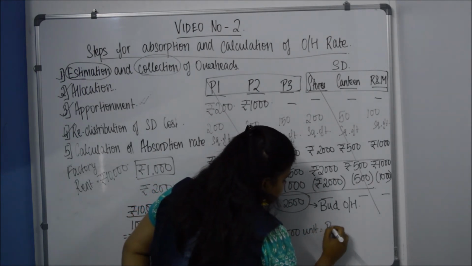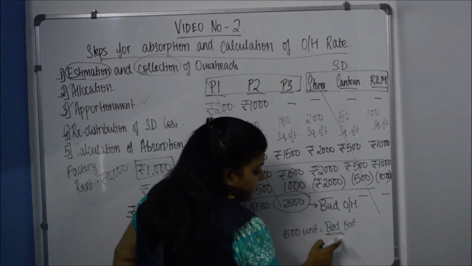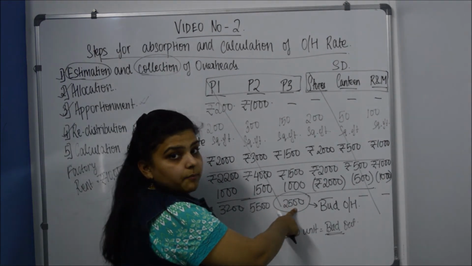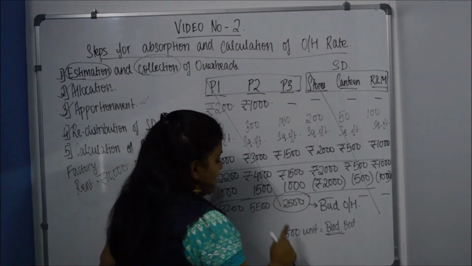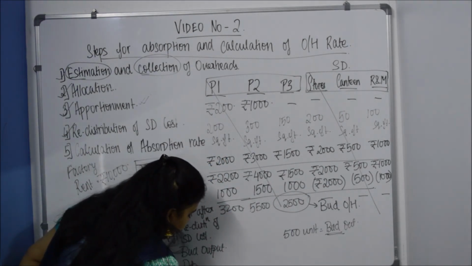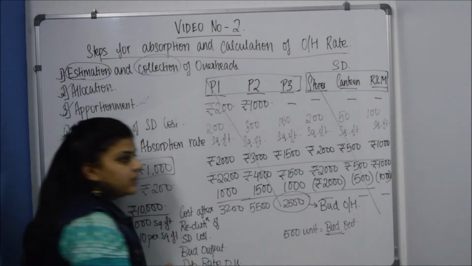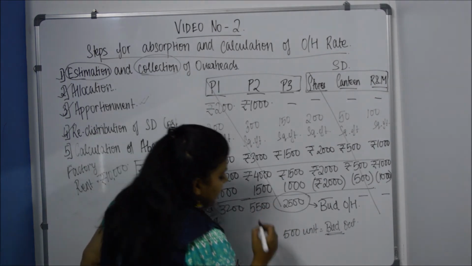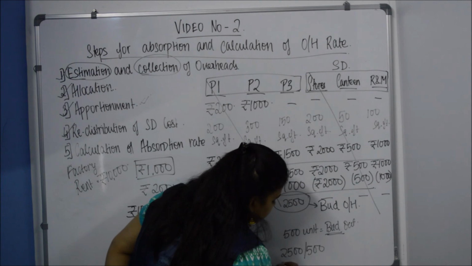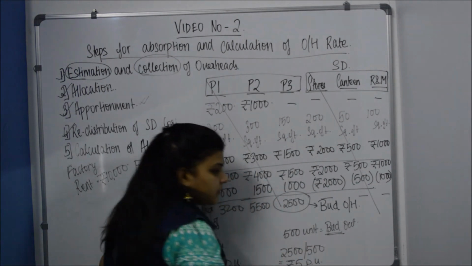What is this? This is budgeted output. Again a budgeted figure, estimated figure. Now 2,500 worth budgeted overheads to be put on 500 units. What would be my rate per unit, or I will say absorption rate per unit? That would be 2,500 divided by 500, that is equal to rupees 5 per unit.